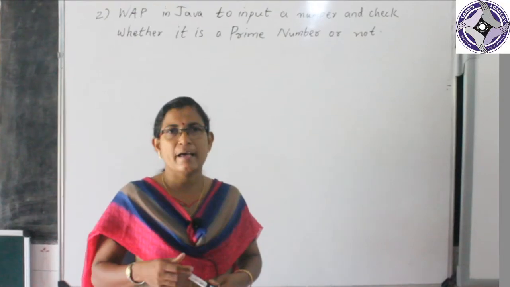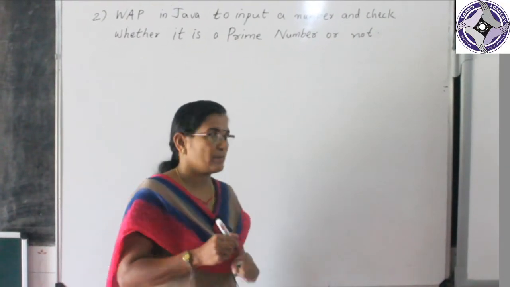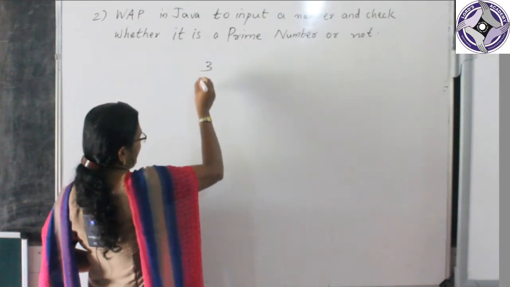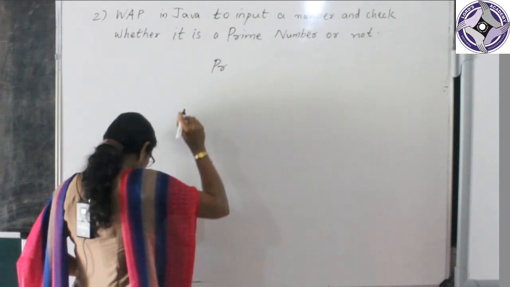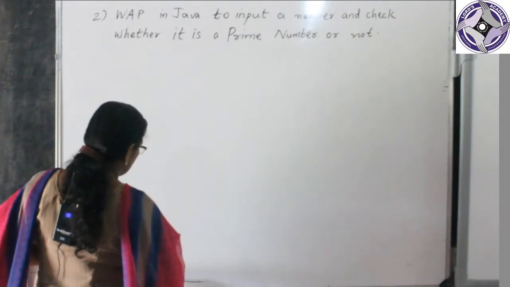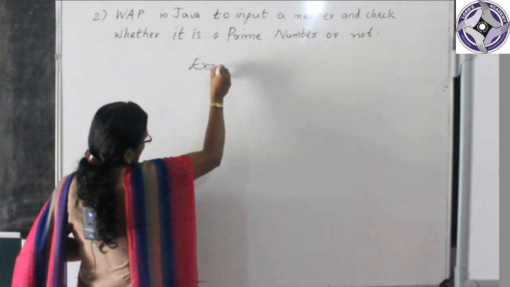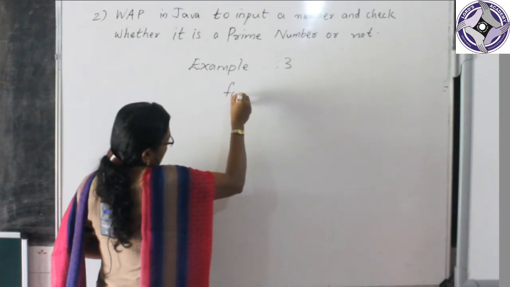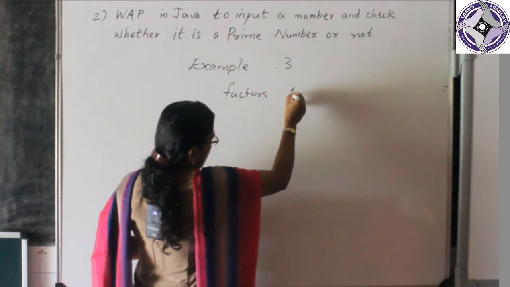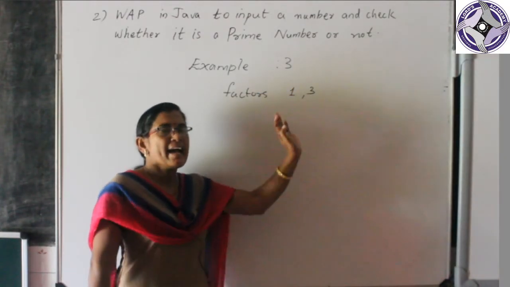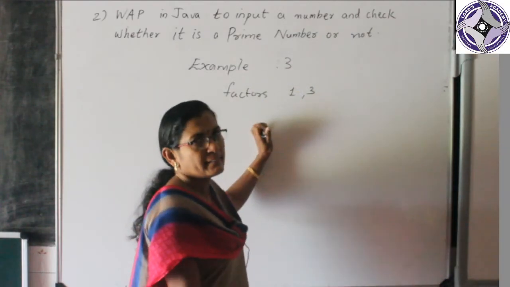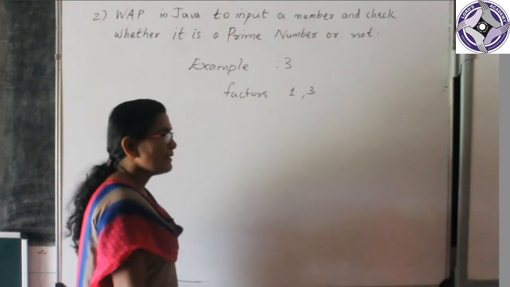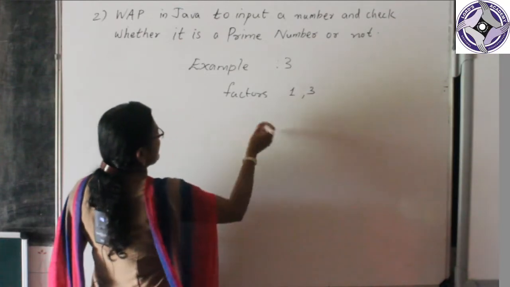All the numbers which do not have any other factors other than 1 and the number itself are called prime numbers. For example, 3 is a prime number. It has only two factors. Factors are 1 and 3. 3 doesn't have any other factors other than 1 and 3. So 3 is a prime number. And another example, 11. Let us take another example.